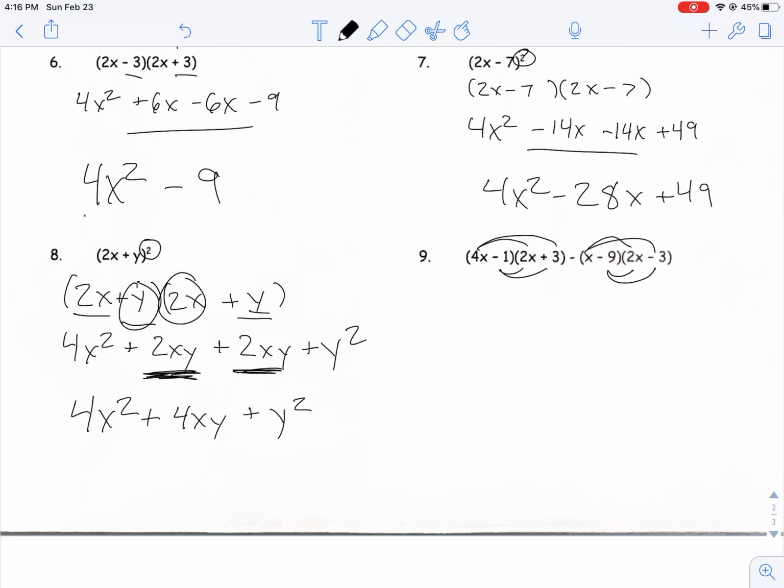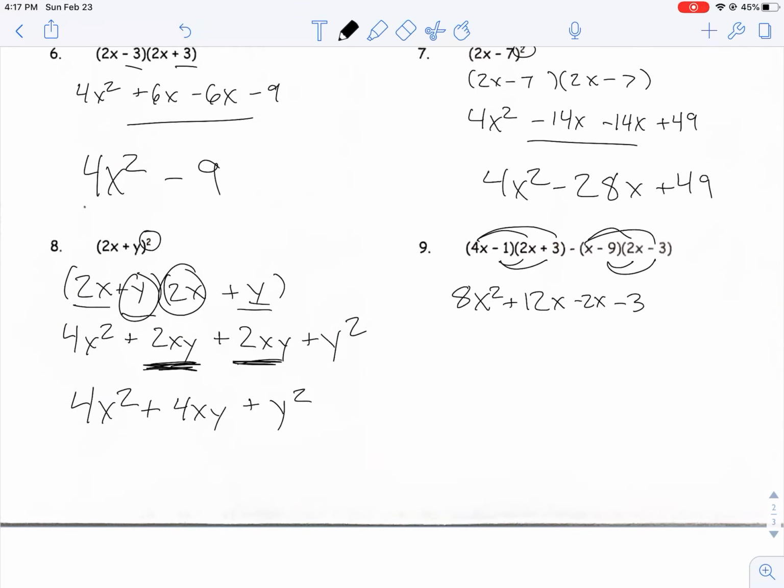So 4x times 2x is the first one I'm going to start with. 4x times 2x is 8x squared. My outside terms in the front here are 4x times 3, that's 12x. My inside terms are negative 1 times 2x, which would be a negative 2x. And my last terms would be a negative 3. So that's basically the first one.